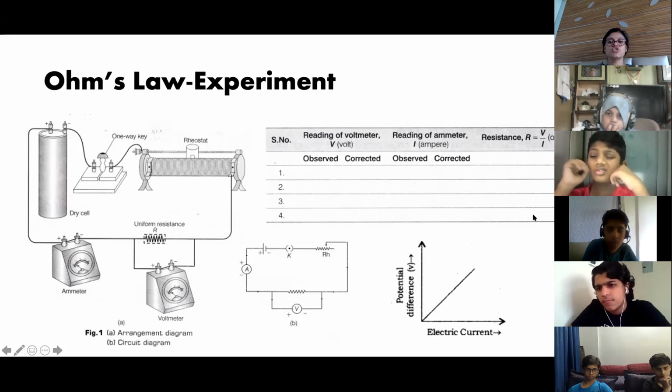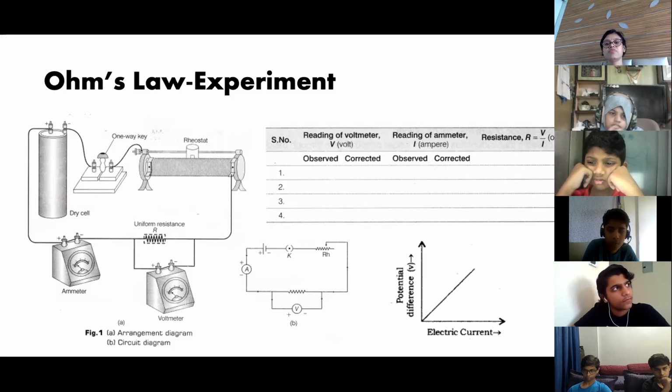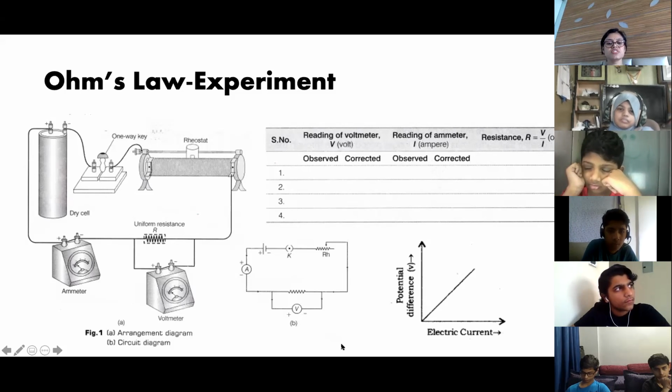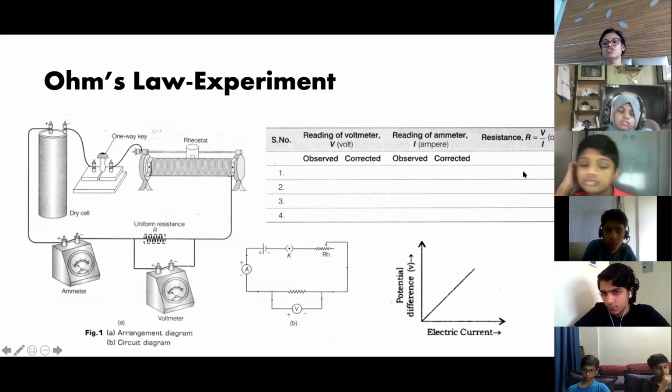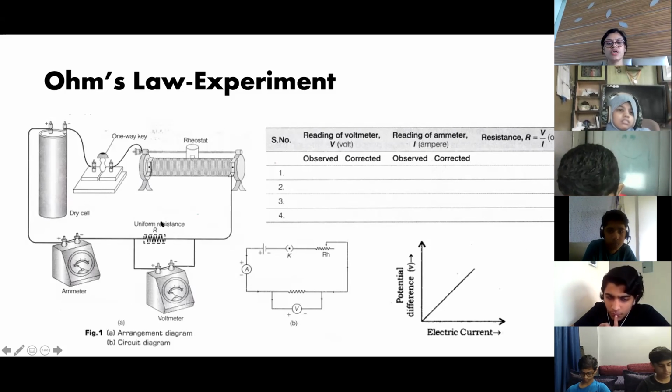All V by I should be the same. You don't get exactly the same value in the lab, because when we do an experiment there is always some manual or experimental error, but you will get nearby values. If it is a 10 ohm resistance, you will not get exactly 10 ohm. You can get 9.8, 9.5, 9 ohm, 10.2 ohm. So you will find the average, and that will be the reading of this resistance. And that is your verification of Ohm's law.